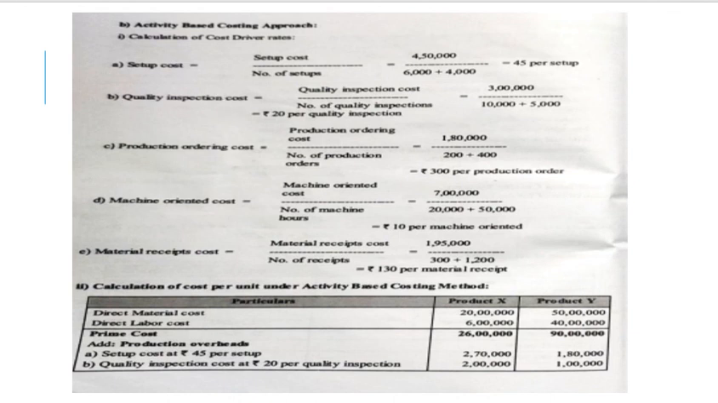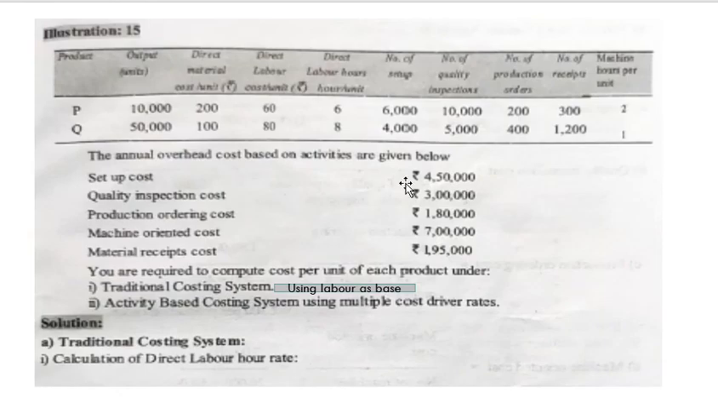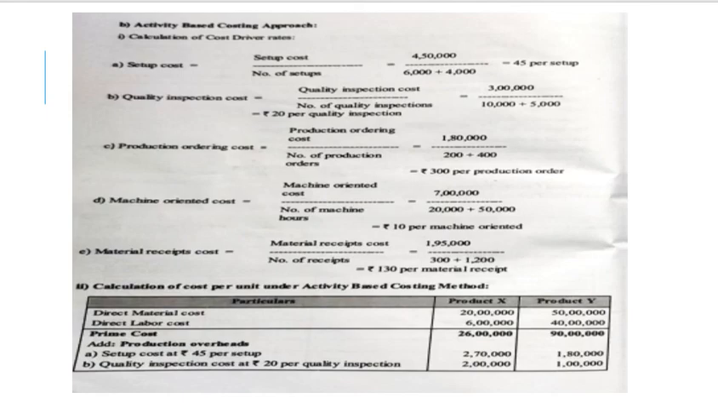If you look into the question, the activities are setup cost 4,50,000. You need to check whether the cost driver is given for this activity, that is number of setups is given, which is 6,000 and 4,000. So 4,50,000 is the total cost divided by 6,000 plus 4,000, which is 10,000. So 4,50,000 divided by 10,000 will give you rupees 45 per setup.